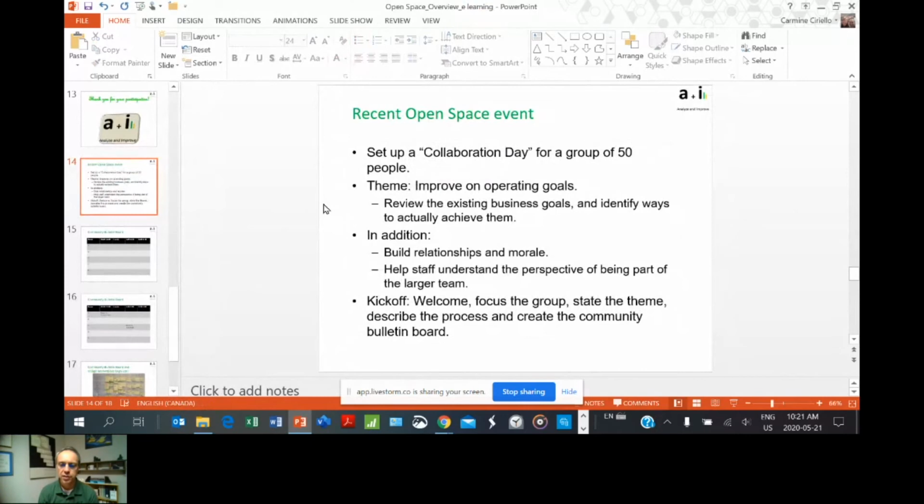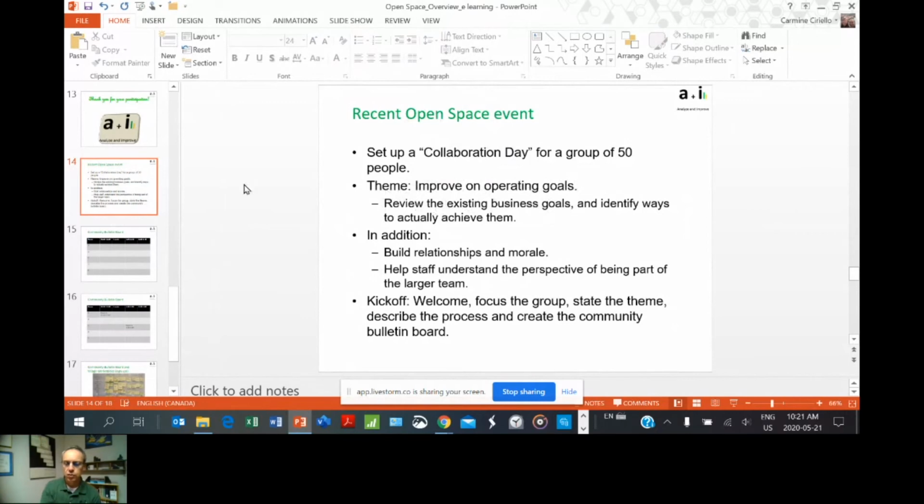So like many companies, you have mission statements, vision statements, things like that. And in this case, they had a list of several goals that they wanted to achieve over the next years. But there wasn't actually a roadmap. There wasn't actually concrete thoughts on how to do it, right? So that was the theme of why we wanted to use open space. How do we improve on these operating goals?